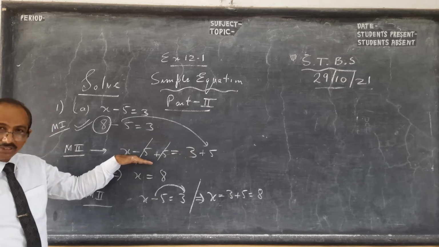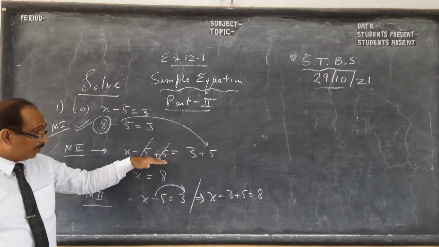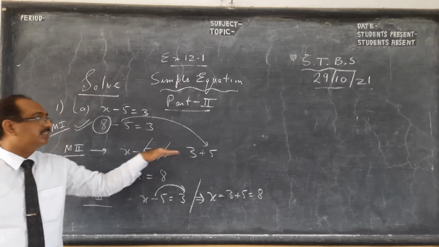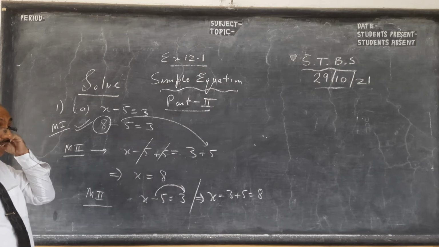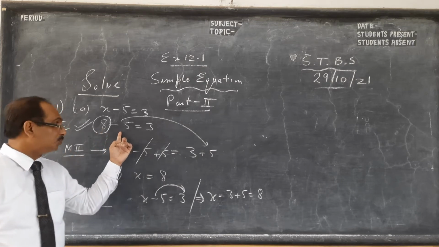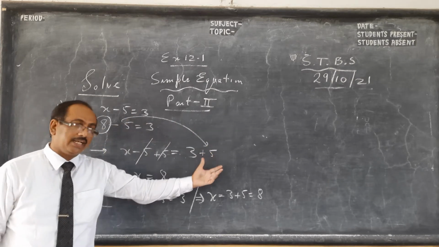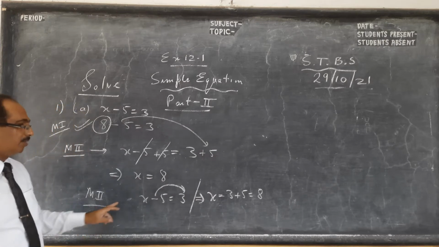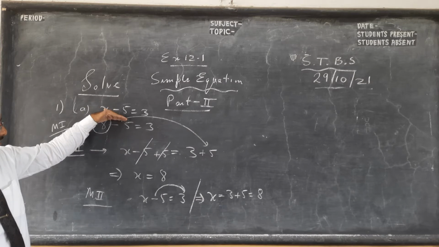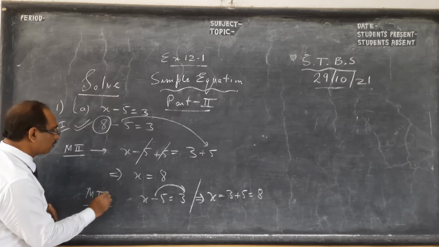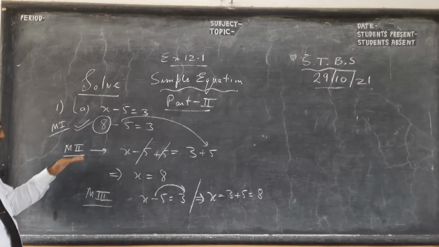Actually what happened, the logic is this: we add plus 5, on this side it cancels, on that side it does not cancel. So we say in short, transposing: taking minus to the other side, it becomes plus. So this is your method 2, minus becomes plus. Trial and error I could call method 3, but these two we will do.